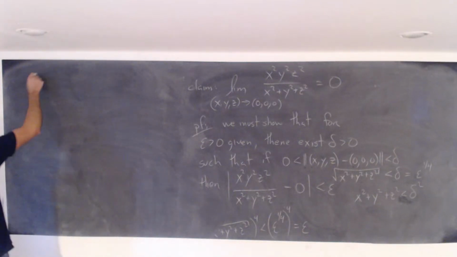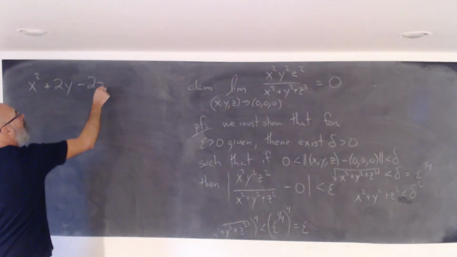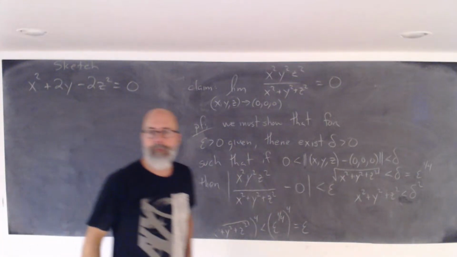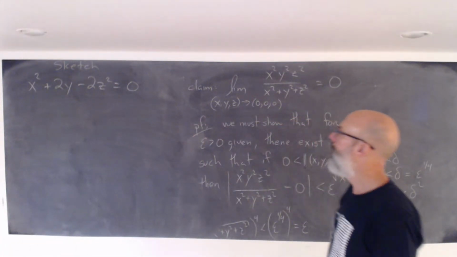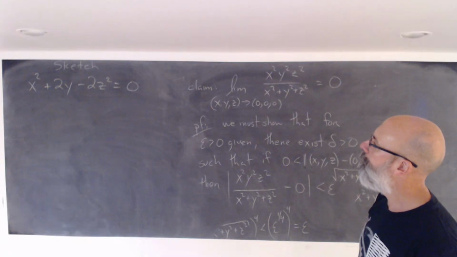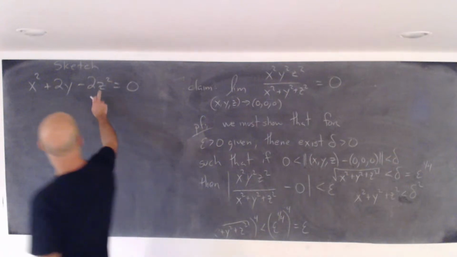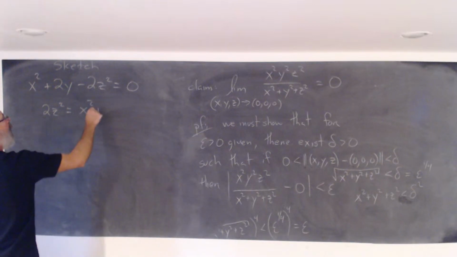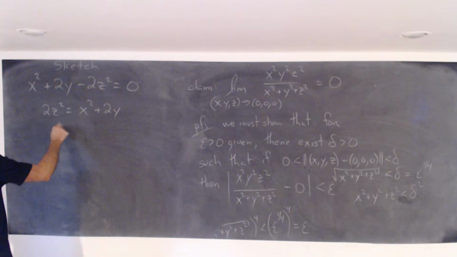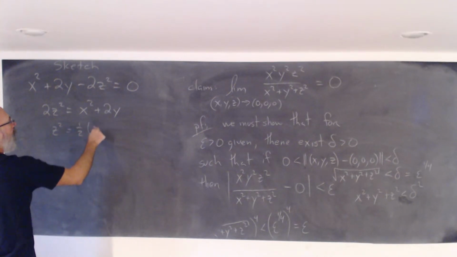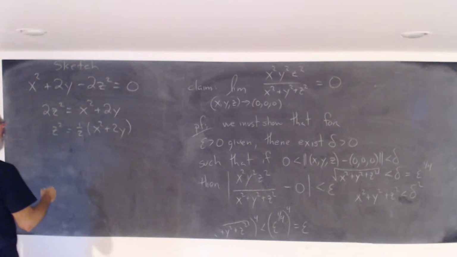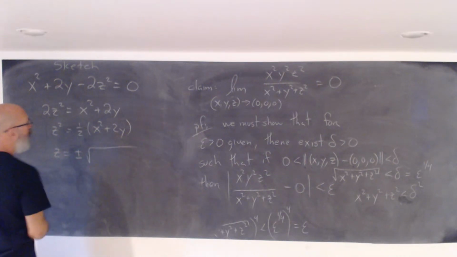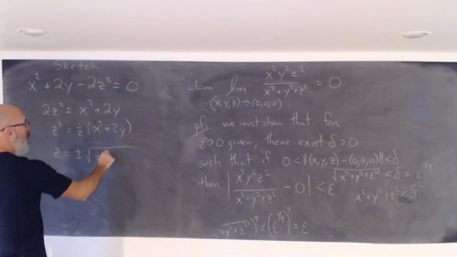Quinn is asking for us to sketch this. Let's sketch. Let's sketch by bringing the z to the other side. So we get 2z squared is equal to x squared plus 2y, or z squared is equal to 1/2 x squared plus 2y. Well, I guess I could multiply it in. Or z is plus or minus the square root of 1/2 x squared plus y.